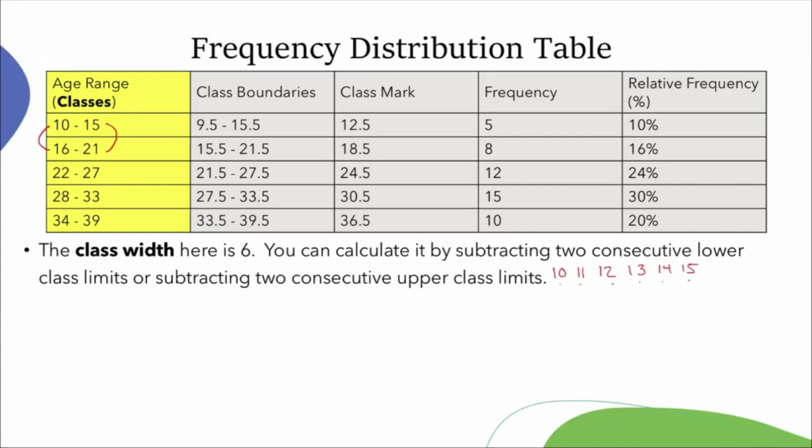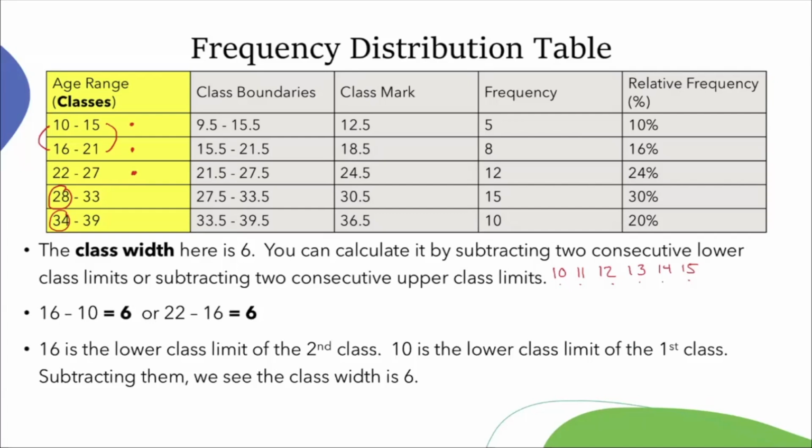Now that's true for every one of these classes, because if you were to list all the numbers from 16 to 21 or 22 to 27, you would also have 6 values. So the quick way to do it is to just subtract consecutive class limits. So for example, 34 minus 28 will give you 6 as well.